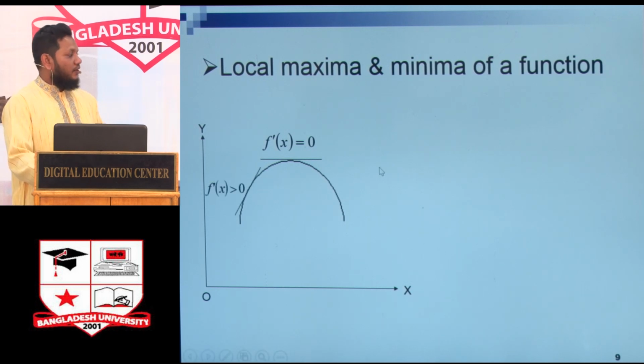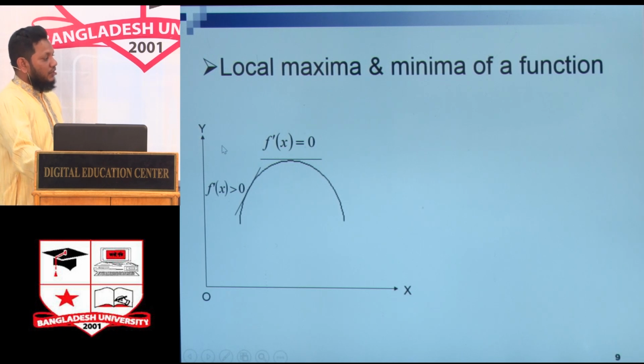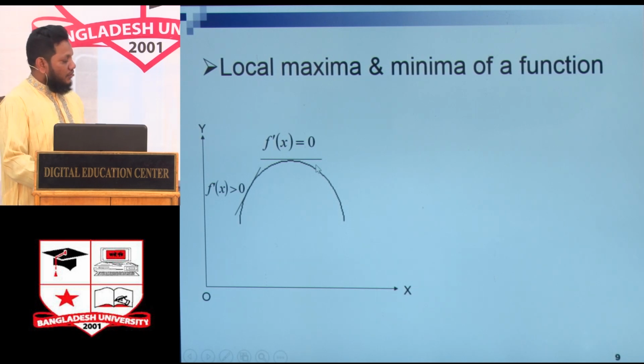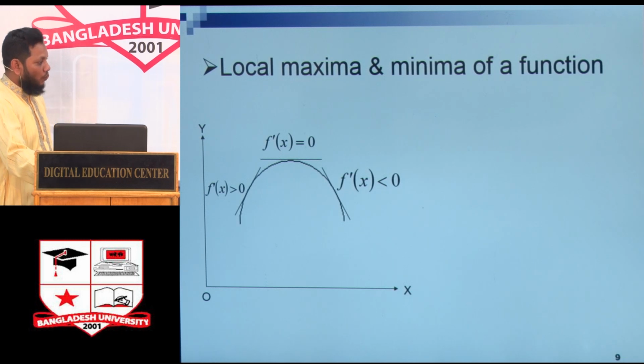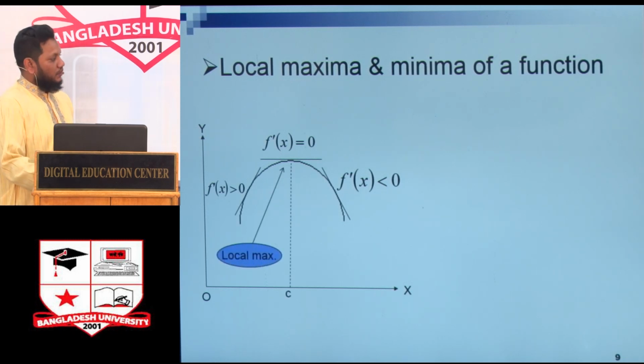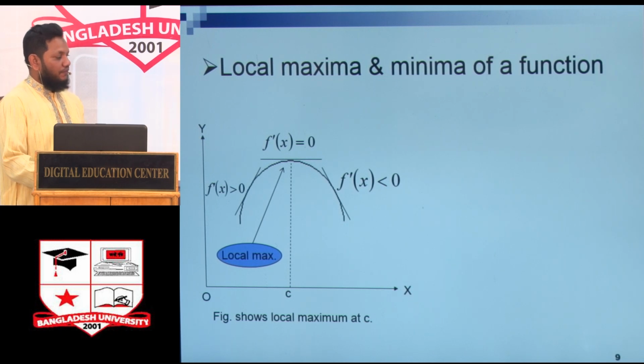Now we can check the left side of this critical point. If we draw a tangent on the left side of this critical point or stationary point, the slope is always positive, you see. And if we take a tangent adjacent to the right side of the stationary point, the slope of the tangent is negative. So at the stationary point, the left side is an increasing function and the right side is a decreasing function. If we get such a stationary point, it is known as a local maximum. Okay, and the maximum value is f of c.